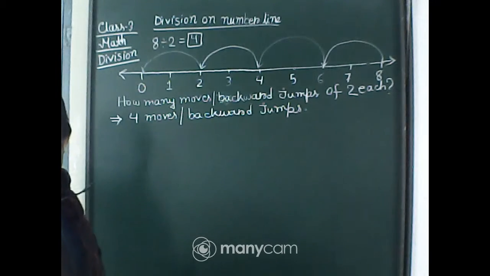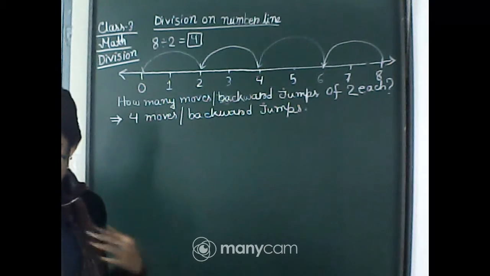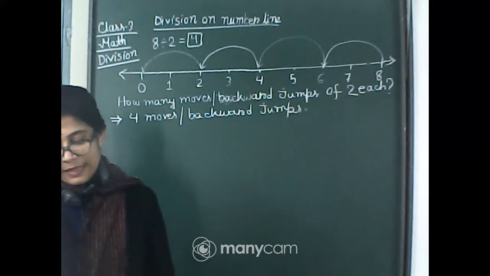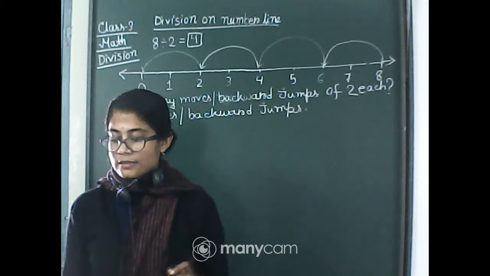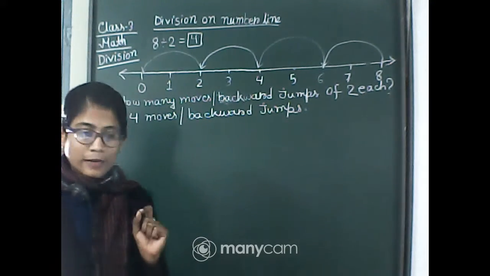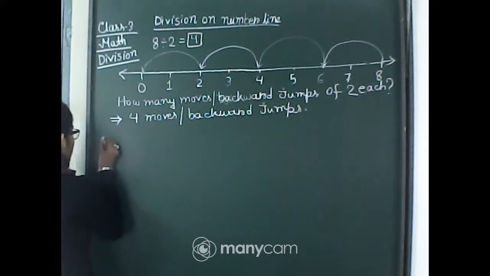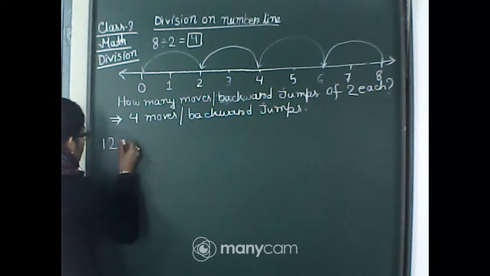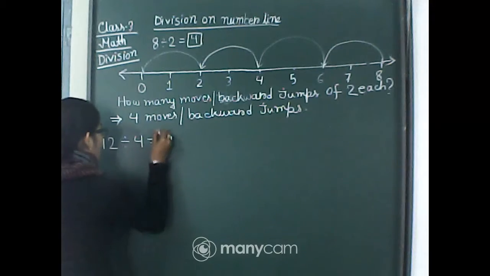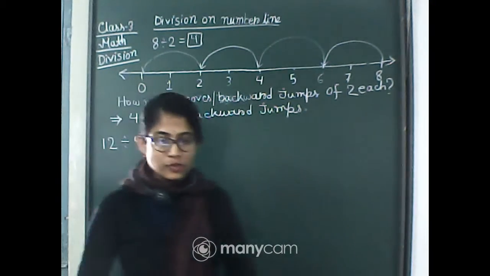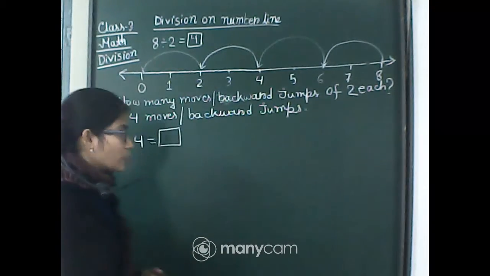Now let's take another example. In your book they have given you so many examples and also exercises. You just try to practice them. Now take another example. Suppose you have to divide 12 by 4, and find the quotient by using the number line.